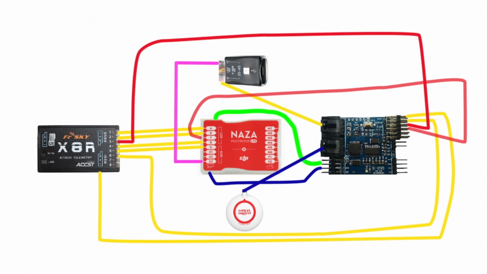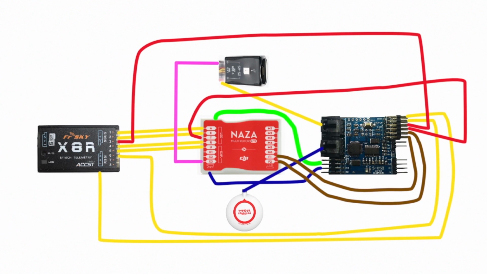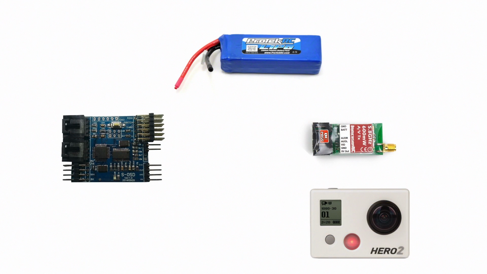Lastly, at least in terms of Naza connections, connect F1 and F2 from the Naza to the S-OSD. These connections give you artificial horizon, so if it's something you don't need, it's not something you have to do. Because the diagram has become a bit full of lines, let's do the LiPo, VTX and camera connection on a fresh page. There's not much to this one. If you want voltage on the OSD, and really who wouldn't, then you'll need to make a connection to your LiPo.